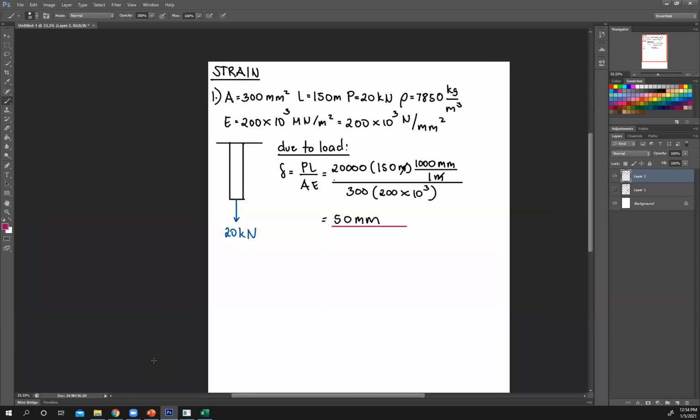Okay. So yes, this is not the total elongation yet. You have to figure out elongation due to weight of your rod. Okay? Let's draw that again. And this time, considering the weight as well. Okay, so we have weight here.